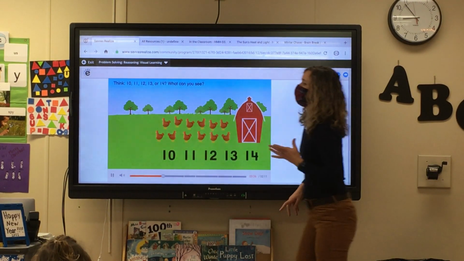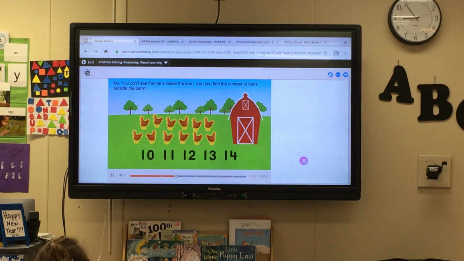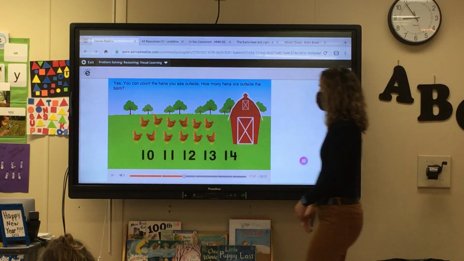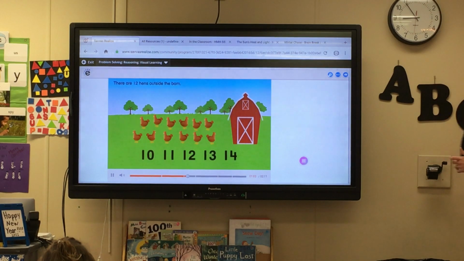All right, good job. You can see hens outside the barn. Can you see the number of hens inside the barn? Can we see the number inside? No, you can't see the hens inside the barn. Can you find the number of hens outside the barn? Yes, you can count the hens you see outside. How many hens are outside the barn? 12. Thank you to those who are answering. Yes, there's 12 outside the barn, we know, right? Okay, but we don't know how many are inside the barn. There are 12 hens outside the barn.